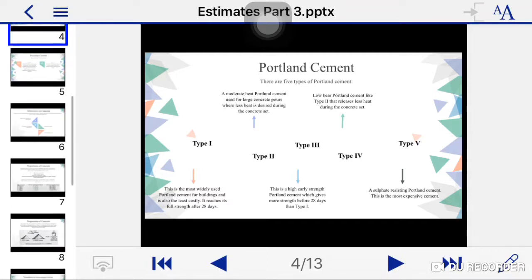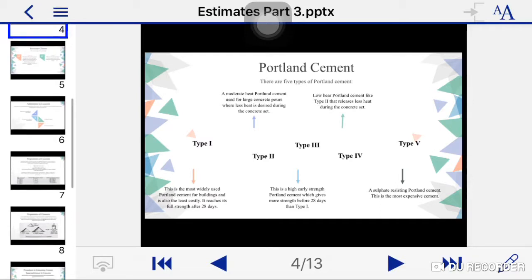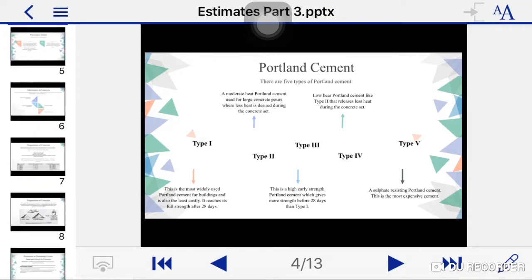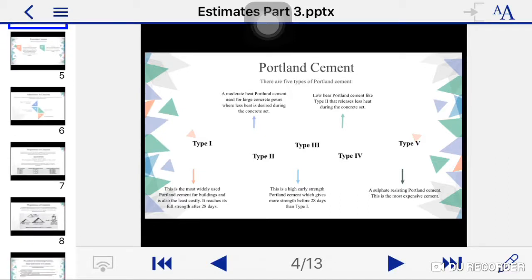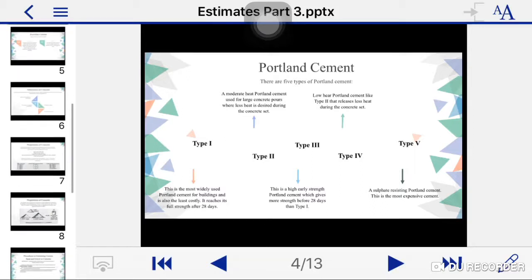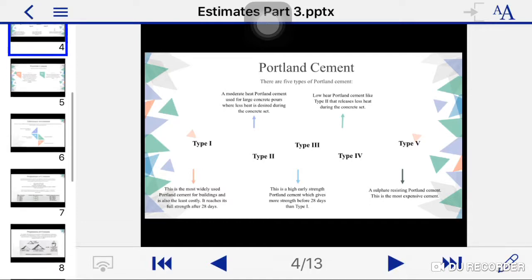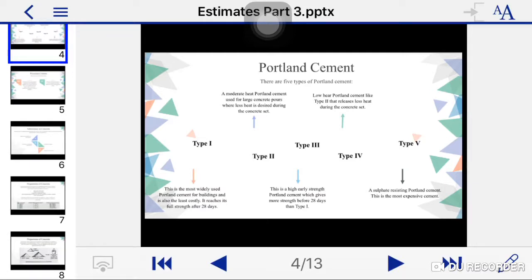concrete set. Then for type 3, this is a high early strength Portland cement which gives more strength before 28 days than type 1. It means that before 28 days, the cement has already reached its final strength. Then for type 4, a low heat Portland cement like type 2 that releases less heat during the concrete set. And last is type 5, a sulfate resisting Portland cement. This is the most expensive cement.